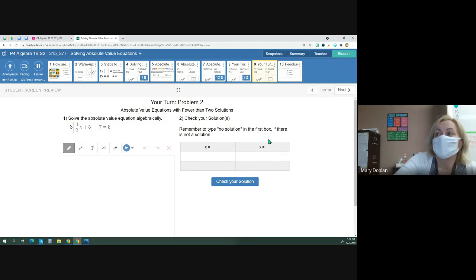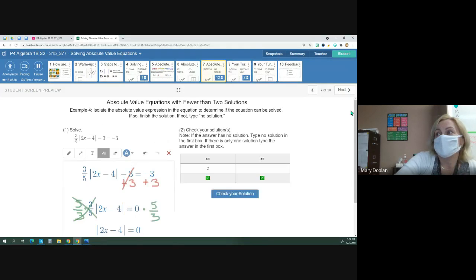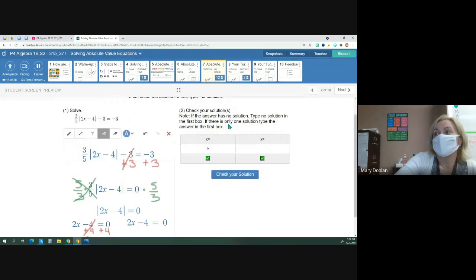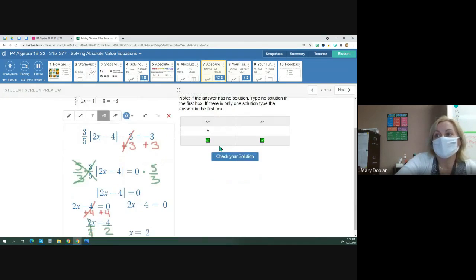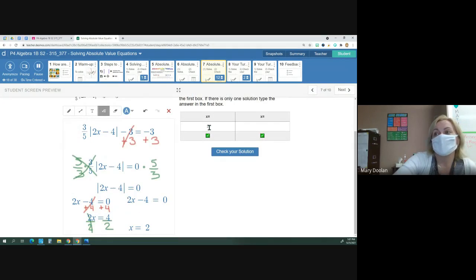Write your solutions here. If there is no solution, you would write no solution. On this last one we just did, it said if there's only one solution, type the answer in the first box, which is what we did. There was just one solution for this. Because if I solve both these equations, I get x equals 2 twice. So you don't have to write it 2 times when it's the same answer.